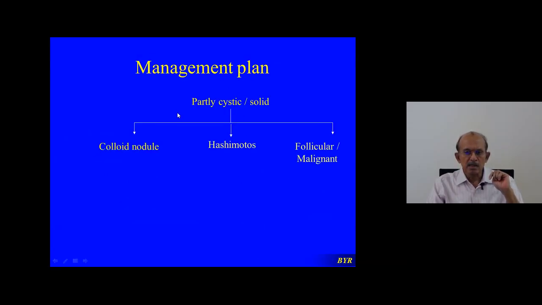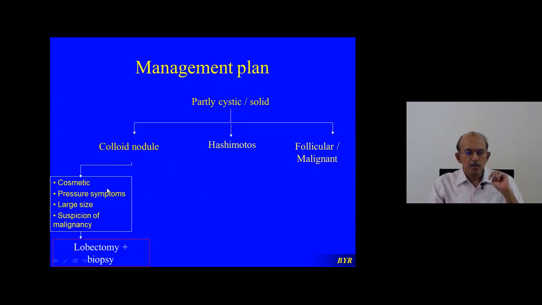So if it is partly cystic or completely solid, and you have a report like this, what do you do? Colloid nodule: if the patient is having cosmetic problem, pressure symptoms, large size, or suspicion of malignancy, do lobectomy plus biopsy. In other cases, if the symptoms are not there, then you go for a wait and watch policy.